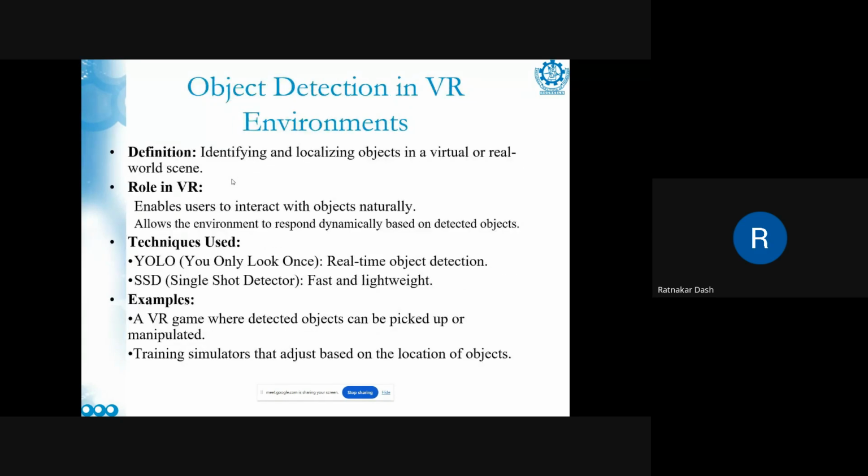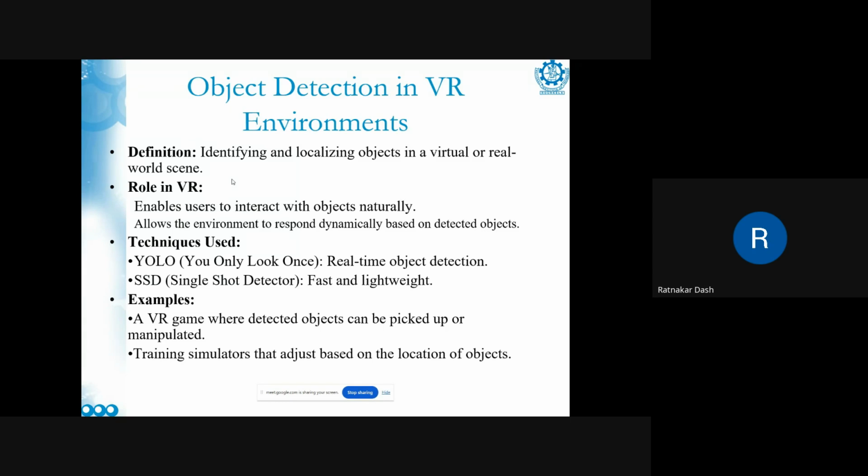As I told you, one of the important tasks is object detection, where the system tries to identify or localize the objects in a real-world scene. It feels like I am in a particular simulated environment, interacting with different objects present in it, and it gives a feeling that I am completely immersed. So it enables users to interact with objects naturally and allows the environment to respond dynamically based on the detected objects. As time passes, I'll show some videos of how computer vision has already been used in many cases where people use different objects, using object detection and dynamically controlling the objects for various tasks.